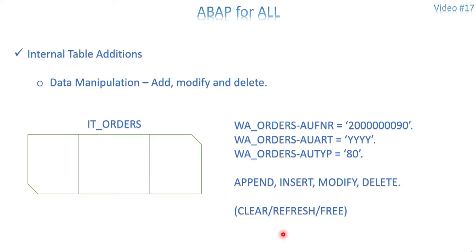And these are the three different keywords which we use to delete the information from the body of an internal table: clear, refresh, and free. We'll see a little later, in a little more detail, about these three keywords, and I'll tell you what the difference is between delete and these three keywords as well. Okay.